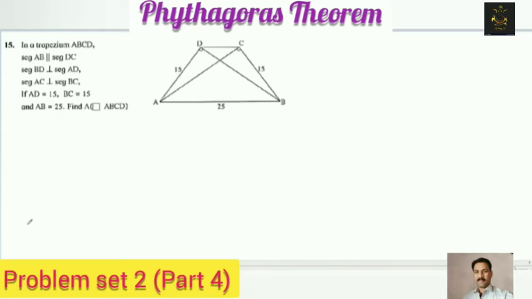In the 15th sum, look here. In this example, the figure is given which is a trapezium. ABCD is a trapezium. Here AB and DC are parallel to each other. After that, BD is perpendicular to AD and AC is perpendicular to BC. From that information, AD is 15 is given. Now BC is 15, so both are the same. And here the base AB is 25. From all this information, we have to find the area of this quadrilateral, which is a trapezium.